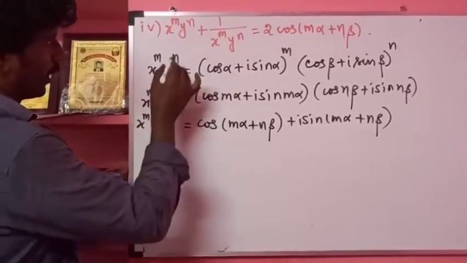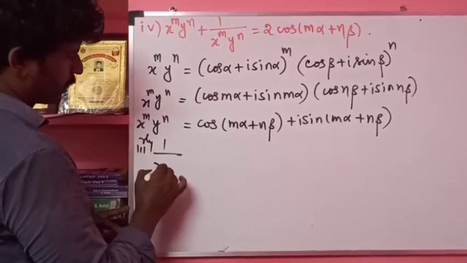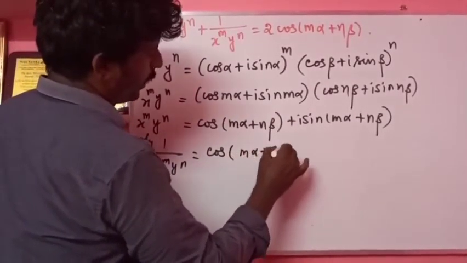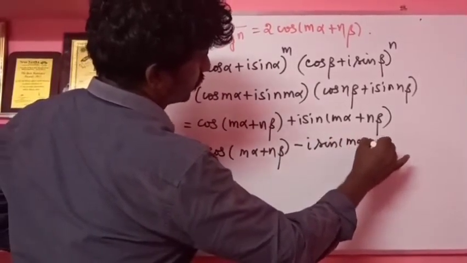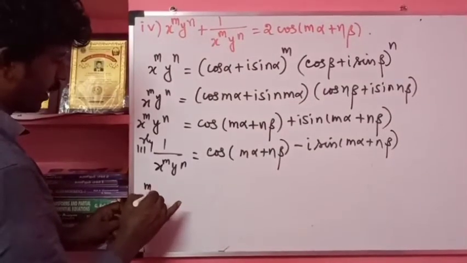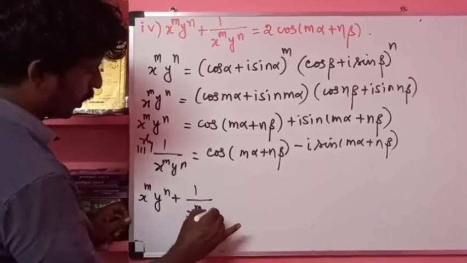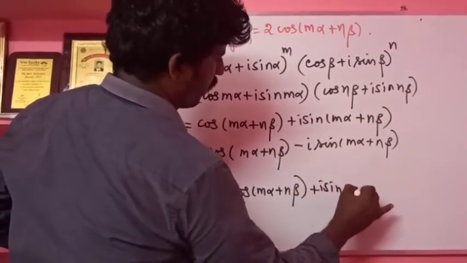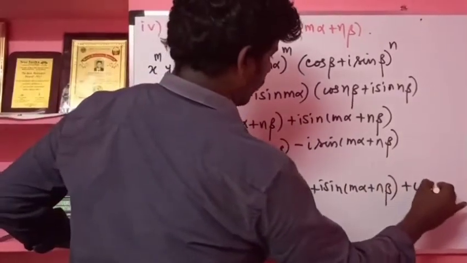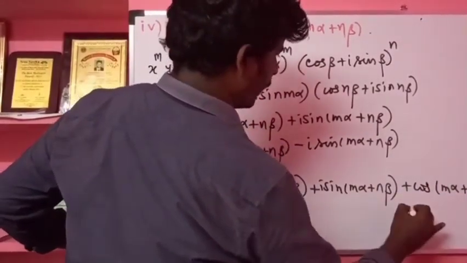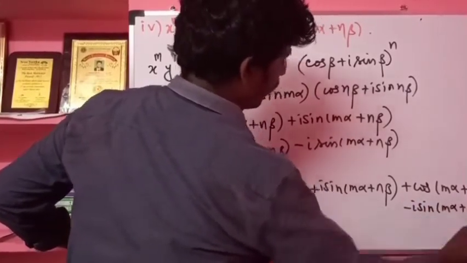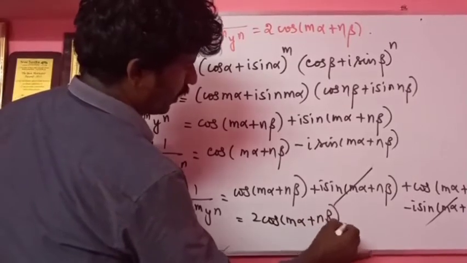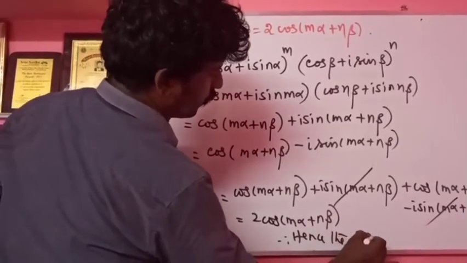So next, the reciprocal of this. Similarly, 1 by x power m y power n: when the reciprocal comes, we can put plus as minus, so cos(m alpha plus n beta) minus i sin(m alpha plus n beta). Now we are asked to add the two. So x power m into y power n plus 1 by x power m y power n is equal to cos(m alpha plus n beta) plus i sin(m alpha plus n beta) plus cos(m alpha plus n beta) minus i sin(m alpha plus n beta). Now the i sin plus and minus cancel, so adding gives 2 cos(m alpha plus n beta). Therefore, hence the proof. Point 4.